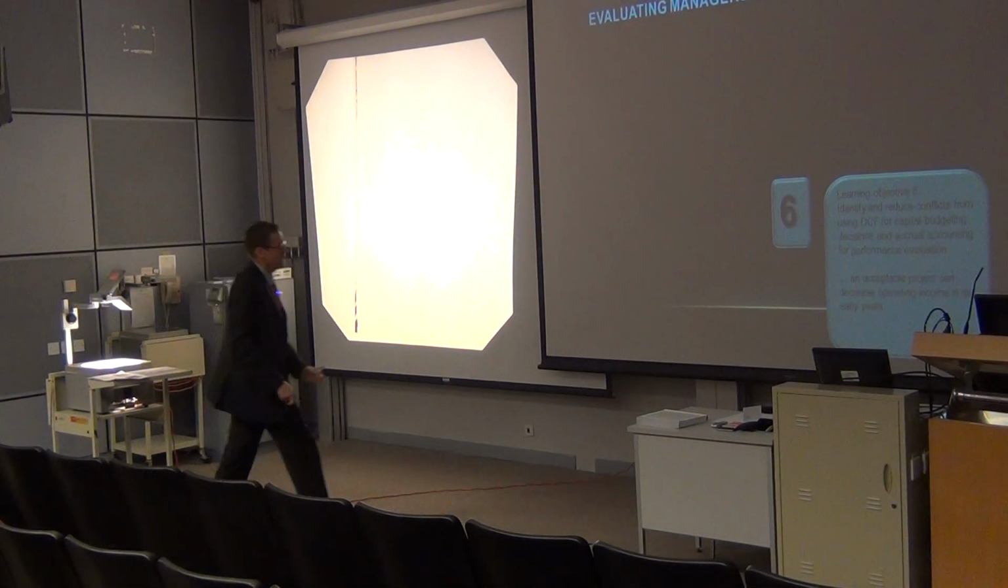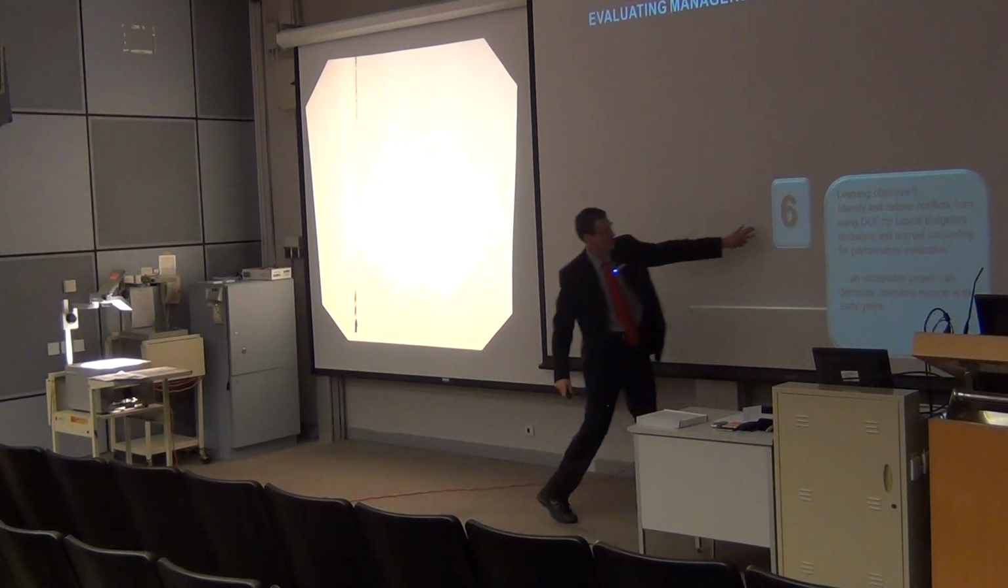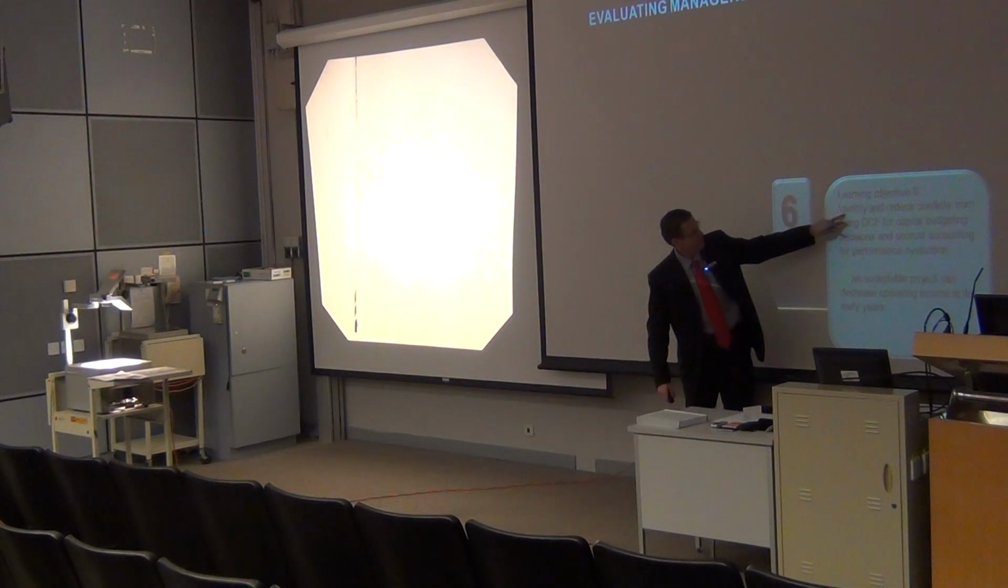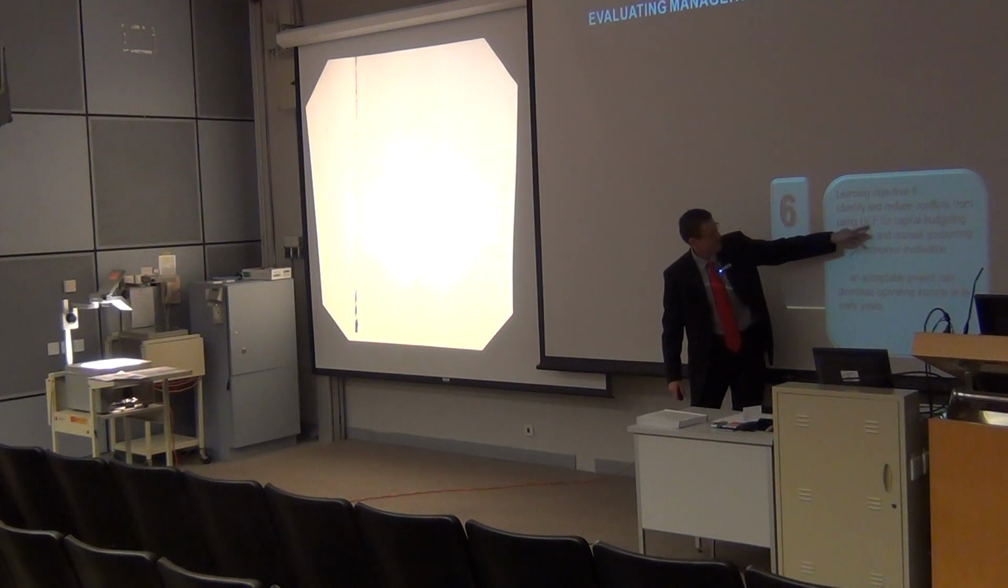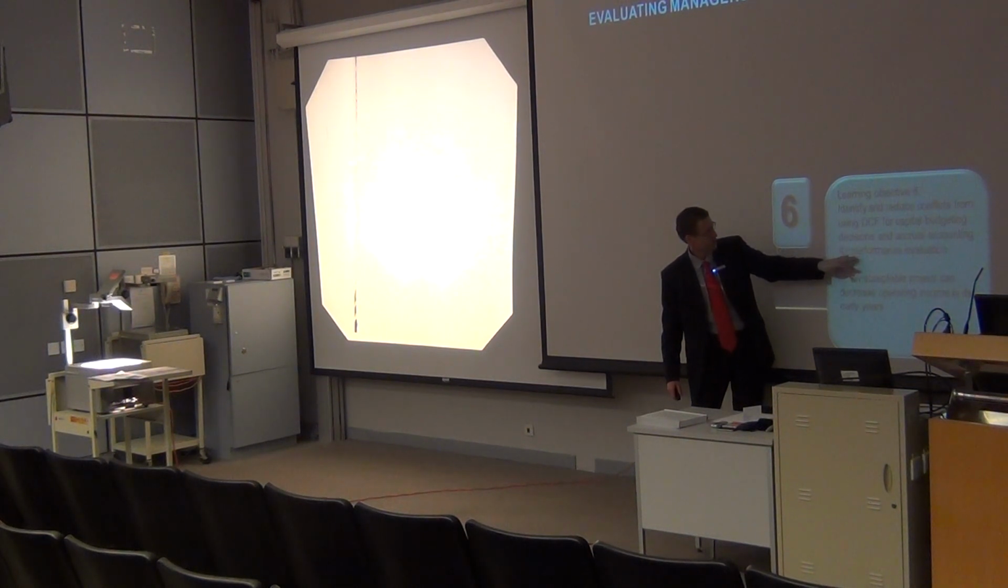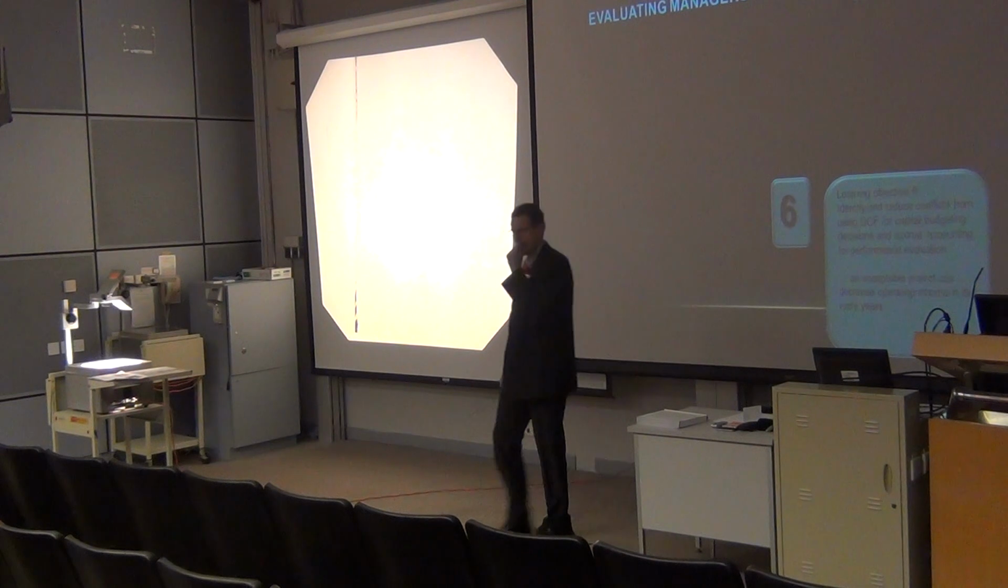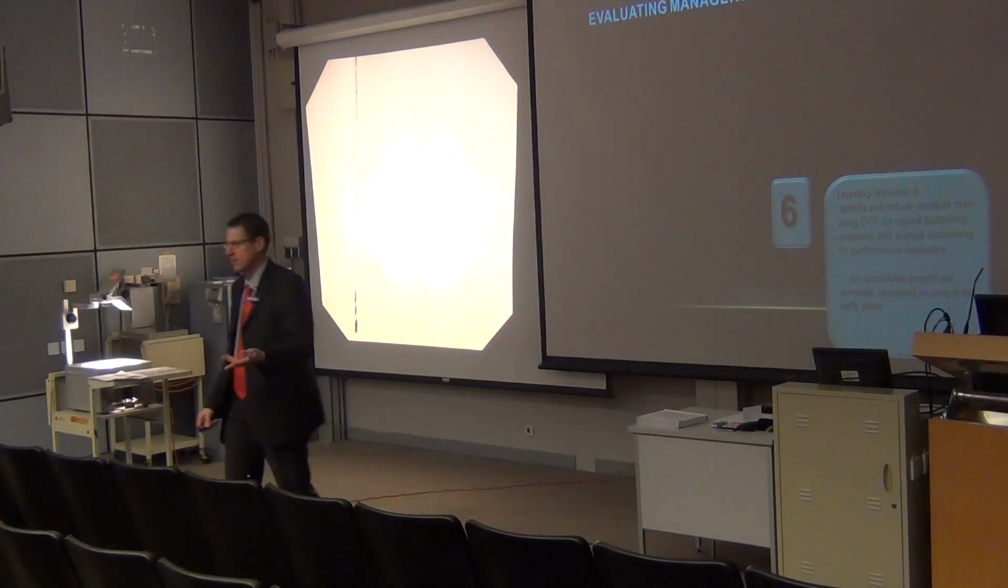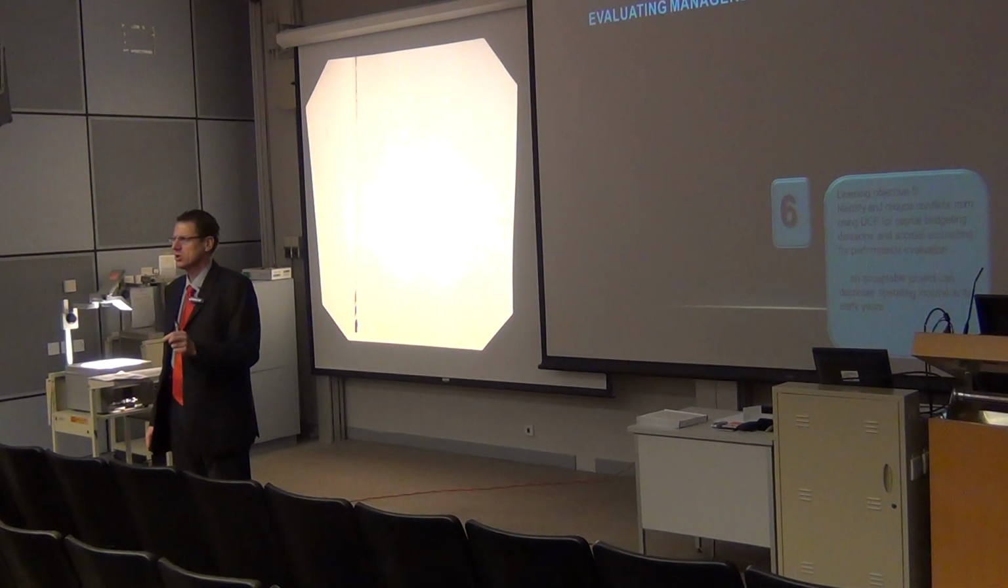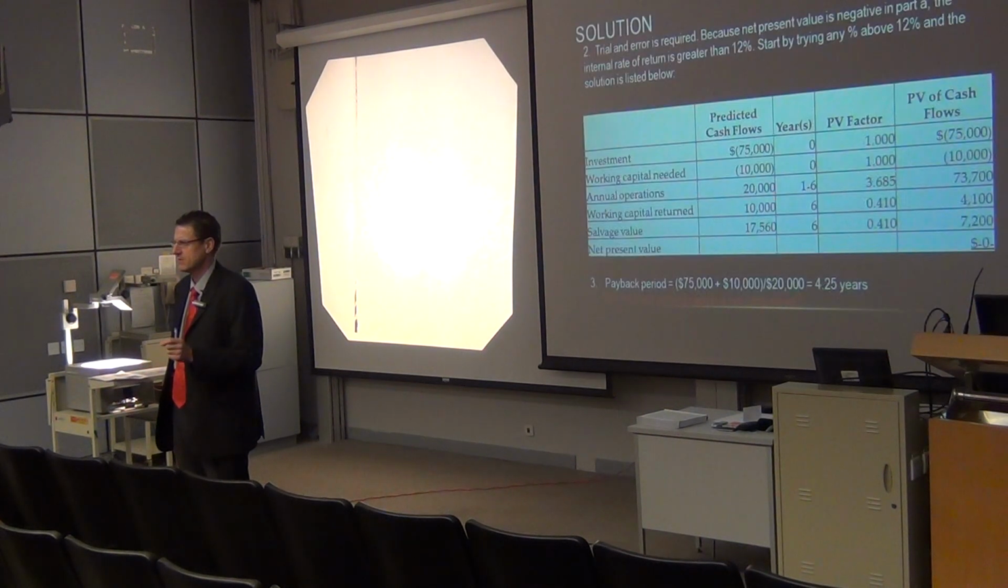All right, we're near the end, and learning objective 6: identify and reduce conflicts from using discounted cash flow for capital budgeting decisions and accrual accounting for performance evaluation. So that's for your home study. Have a look at one or two of the tutorial exercises that relate to that and see if you can answer those questions. It's very important.